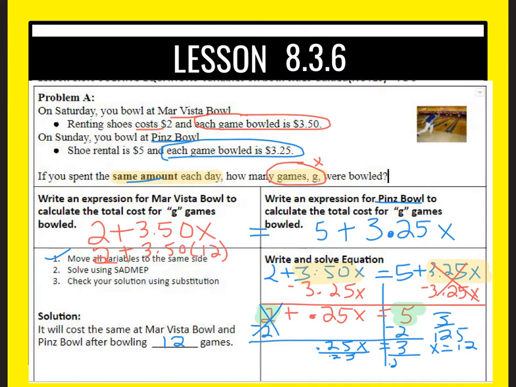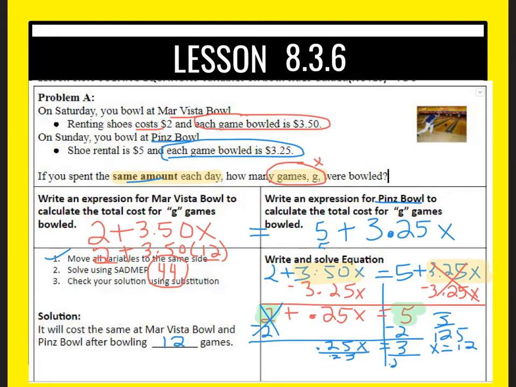Well, when I type that into my calculator, it gives me $44. So that means at Mar Vista, when I build 12 games, it costs $44. Well, if my solution of 12 is correct, it must be the exact same thing on the other side.